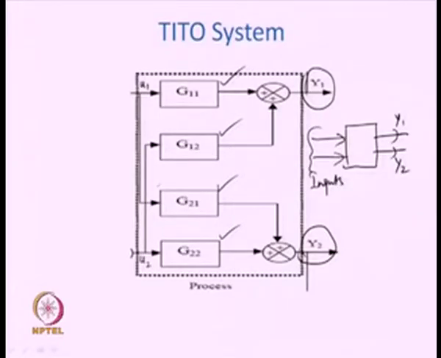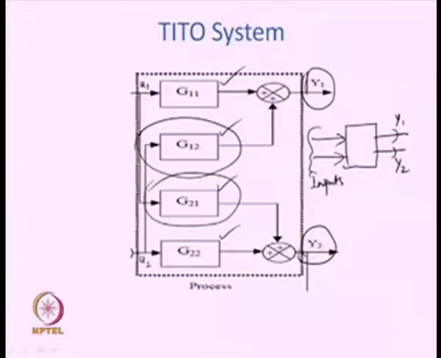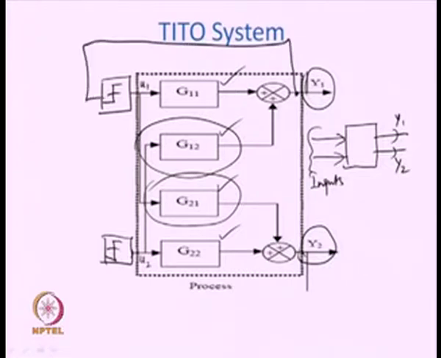Now, these loop interactions are shown by the transfer functions G12 and G21. Had there been no G12 and G21, definitely one could employ 2 relays for decentralized relay control. 2 relays could have been easily employed here in this fashion. So, let me add the 2 relays here, and I can take the feedbacks from the outputs and get a simple relay control system for the TITO system.